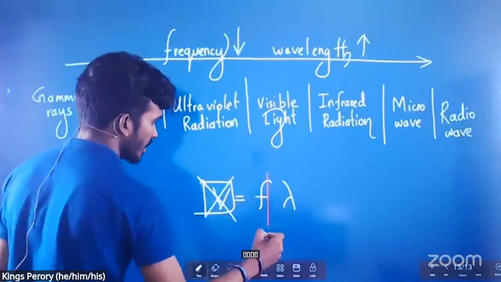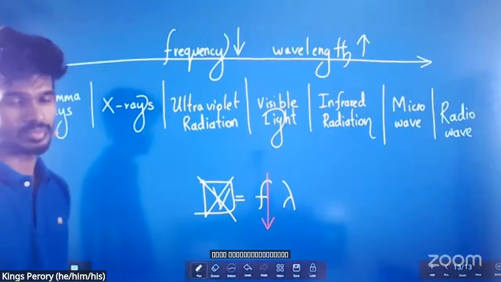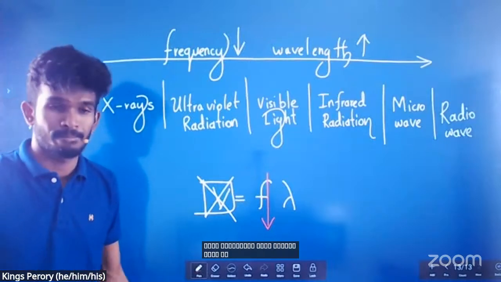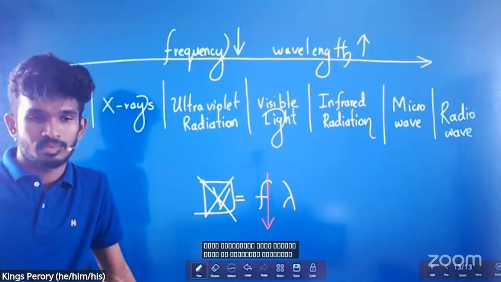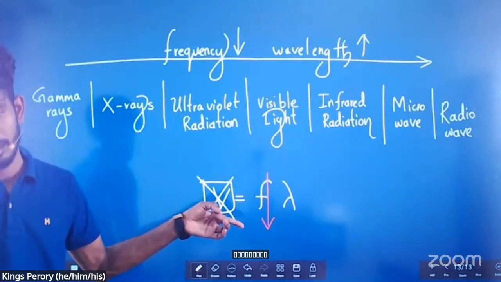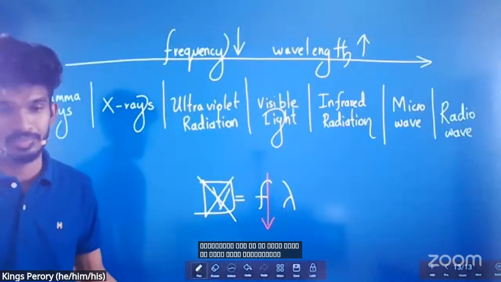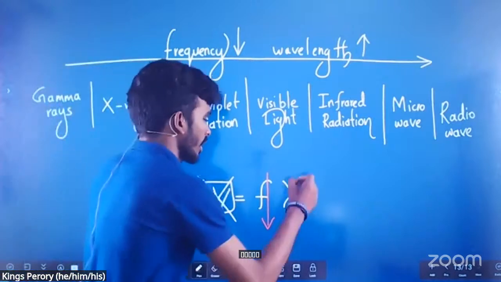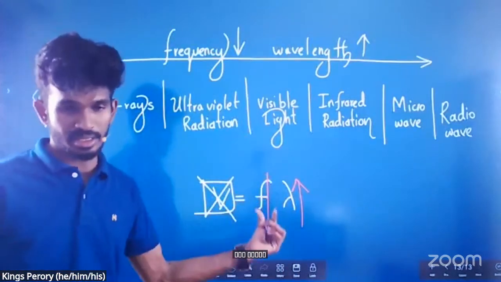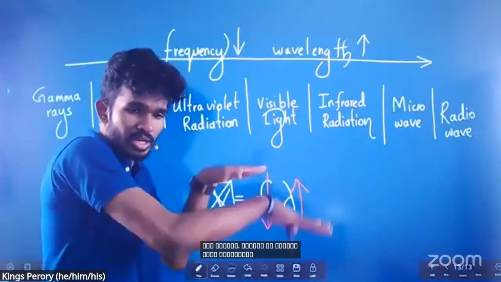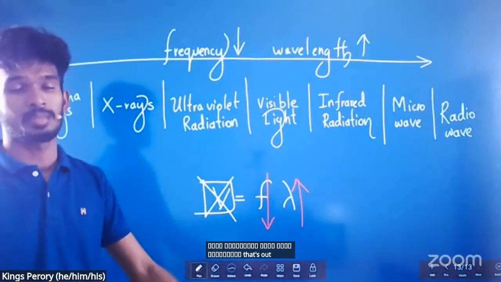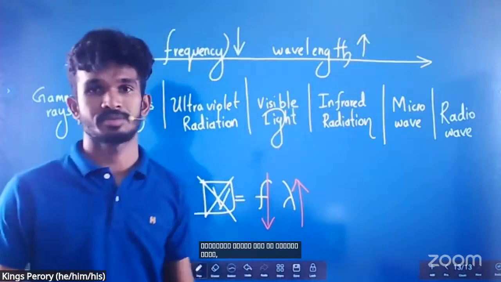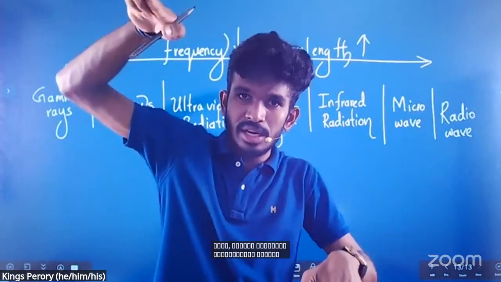If frequency decreases, mathematically think, what should happen to the wavelength to keep this constant? Frequency decreasing, then guaranteed, what should happen to the wavelength? It should increase. One decreases, the other should increase, then only it gets balanced. That's how speed is constant. So frequency decreases, on the other side, wavelength increases, and it gets balanced.